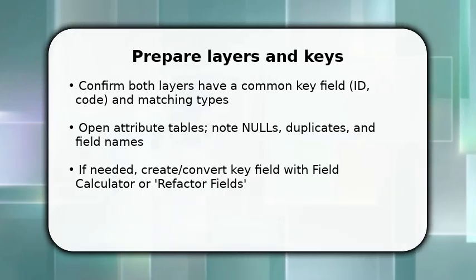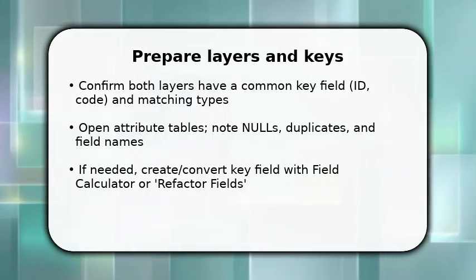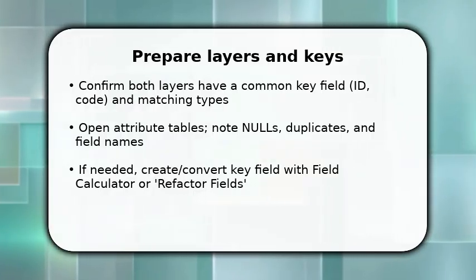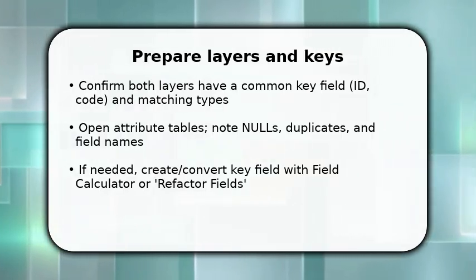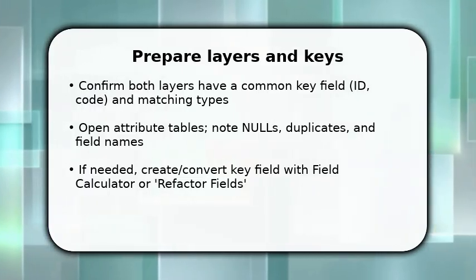You start by verifying the join key. This is critical. Open both attribute tables and confirm a common ID or code exists and uses the same data type. If types differ, convert one with the field calculator. If you have duplicates or null, clean or flag them first.